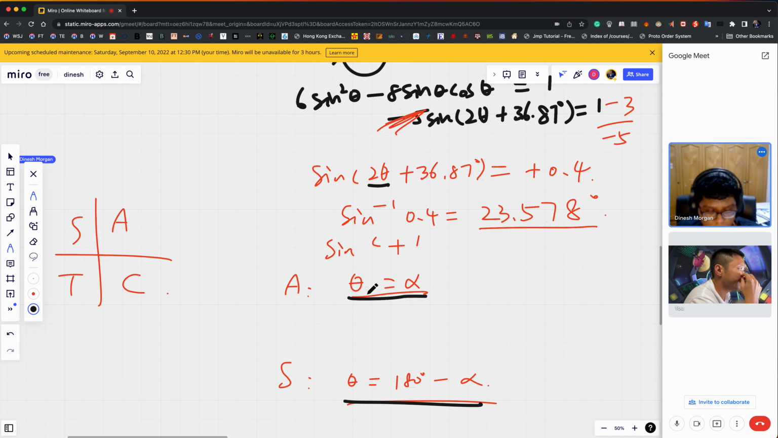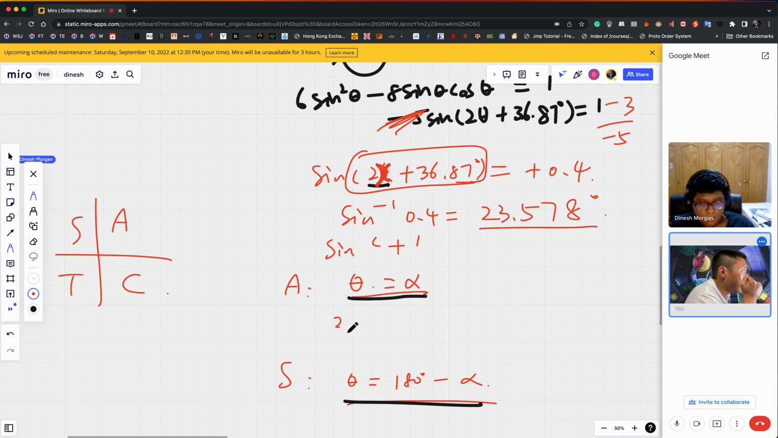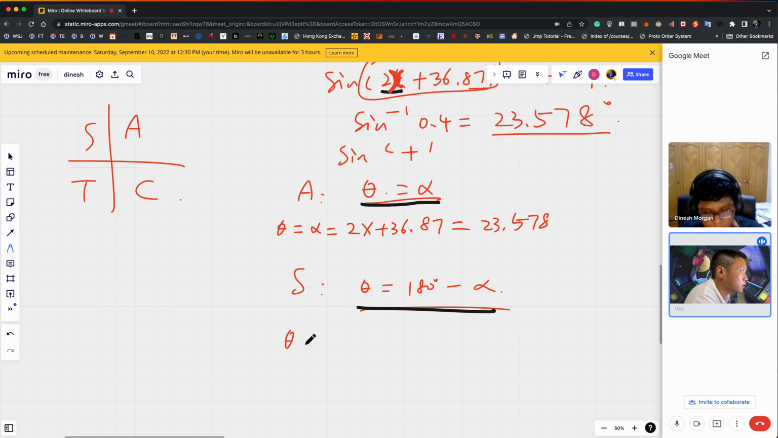Of course I cannot change the question, so probably I can use x first. I see this as a 2x. Now your job is to see this as one block. What do I mean by this? See this as one block: your 2x plus 36.87 is actually equal to your 23.578. And this is your theta is equal to alpha, so alpha is equal to 23.578.